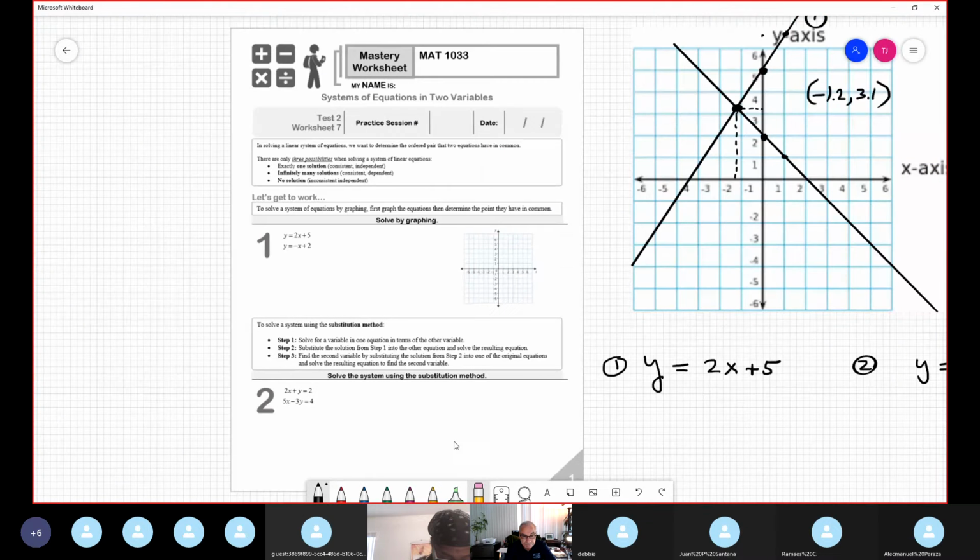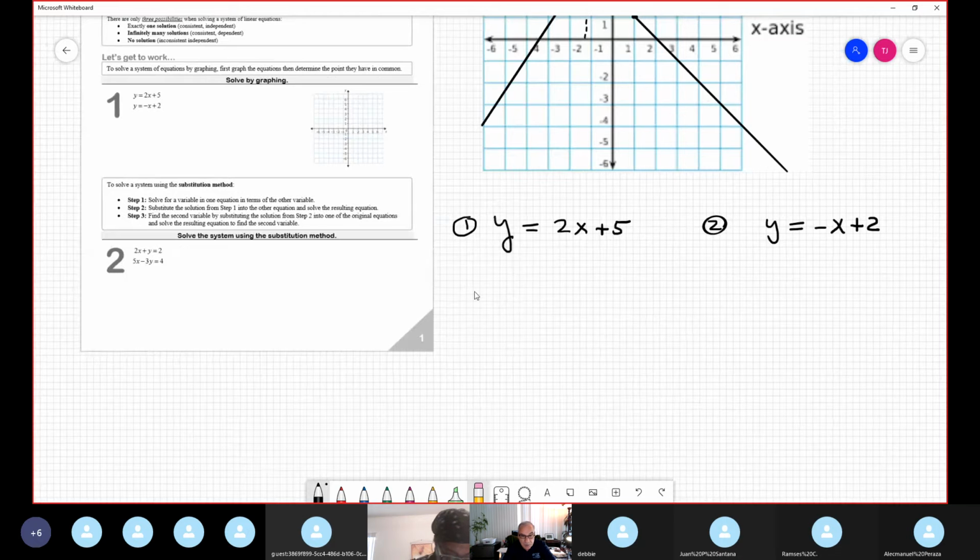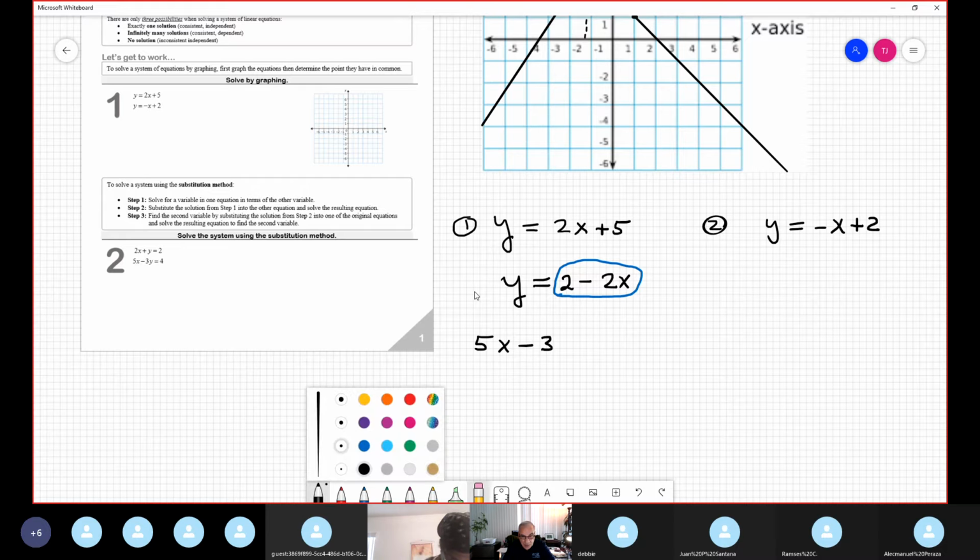So y alone. Let me try here. Y alone in the first equation is 2 minus 2x. Let me check it. Yeah. And this expression now, I substitute where? In the other equation. The other equation is 5x minus 3y, because I replace y with this expression. Of course, it's important to understand, I put the parentheses and there is no y anymore, it's 2 minus 2x, equal 4.